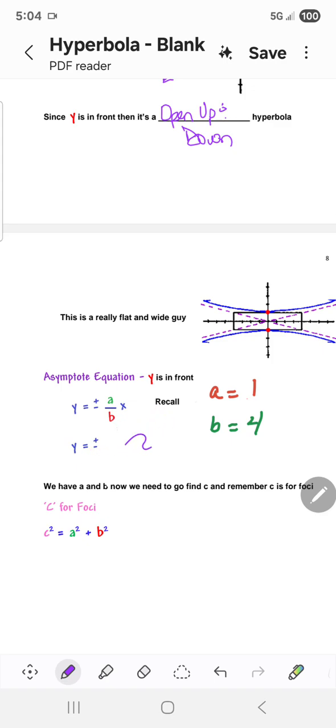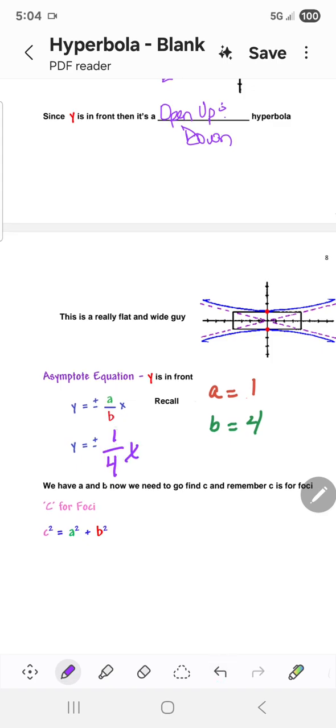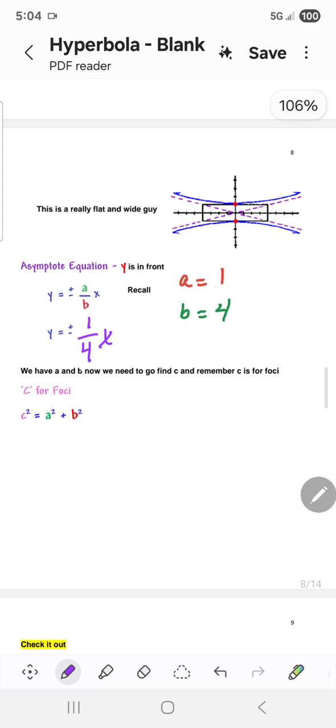It's A over B. So we're going to have A is 1 and B is 4x. So we have a 1/4 x plus and minus 1/4 x. I was trying to make it cleaner. There we go. Okay. Now we need to find the value of C.